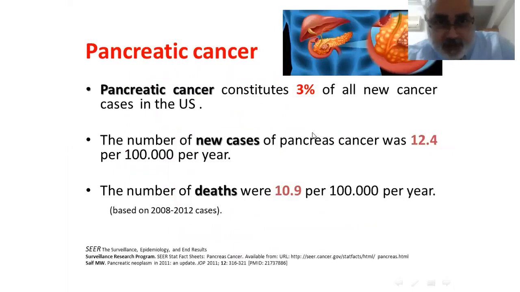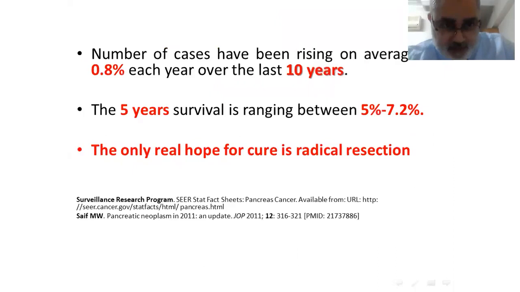Pancreatic cancer constitutes about 3% of all new cancer cases in the United States. The number of new cases of pancreatic cancer was about 12 per 100,000 per year, and the number of deaths was about 11 per 100,000 per year. So it is a very aggressive tumor. And the number of cases has been rising on average of 0.8% each year over the last 10 years.